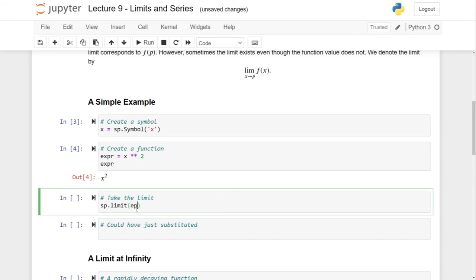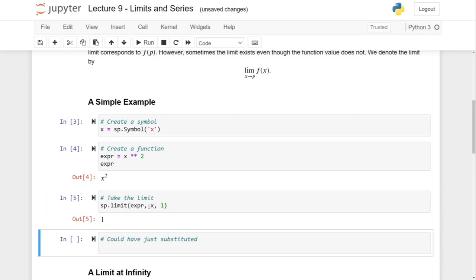And then we can pass in our expression. This is what we want to take the limit of. So in this notation up here, this is just our function f. The variable we're considering the limit of is the variable x. And the point we want to take the limit towards is, let's say in this example, 1. So here we get out the value 1.